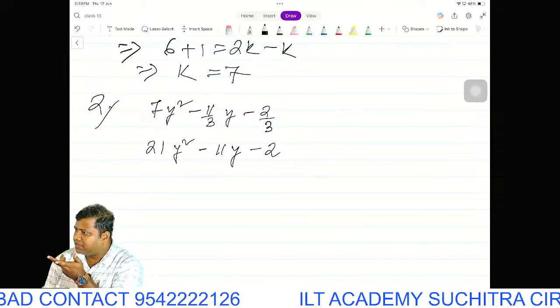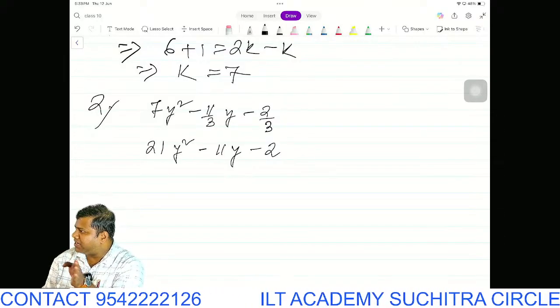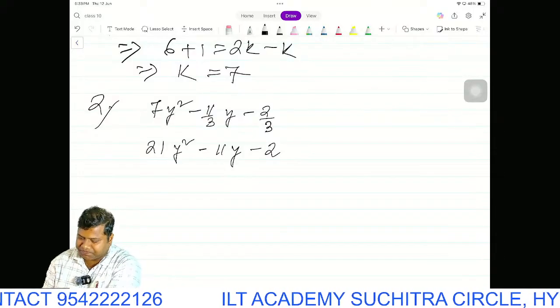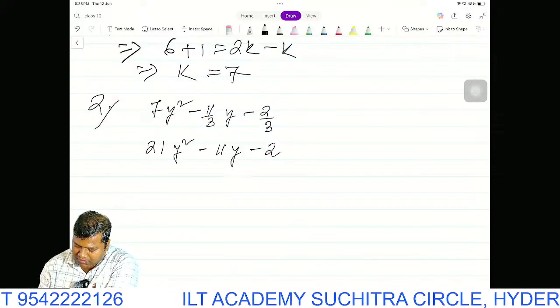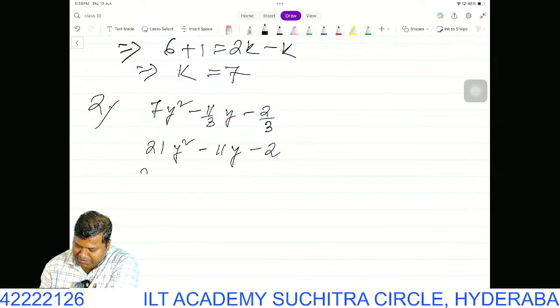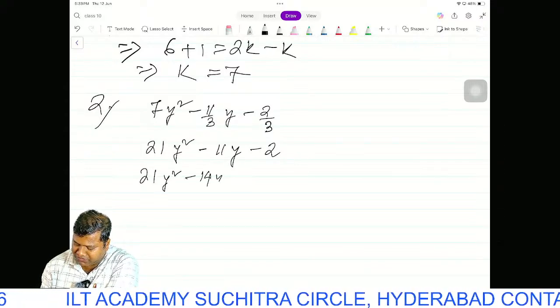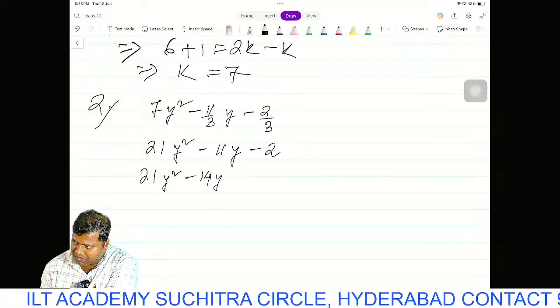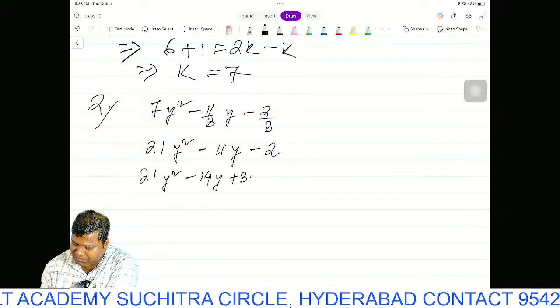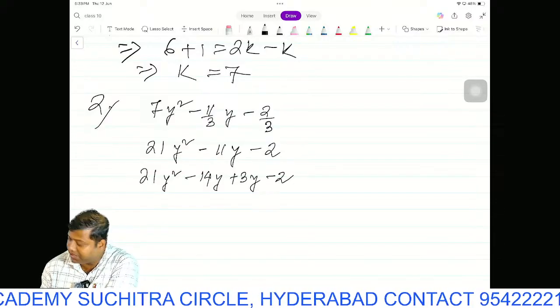14 and 3. 40, so minus 14 and plus 3 can be the factors. So if I go for factorization, then what will happen? It will be 21y square minus 14y plus 3y minus 2.